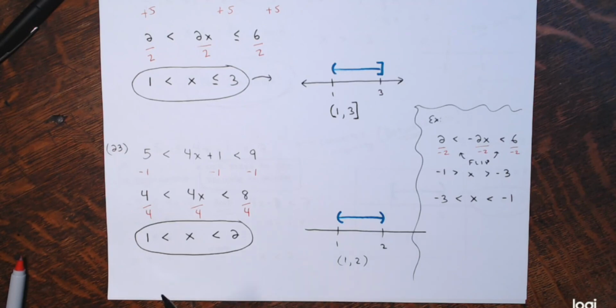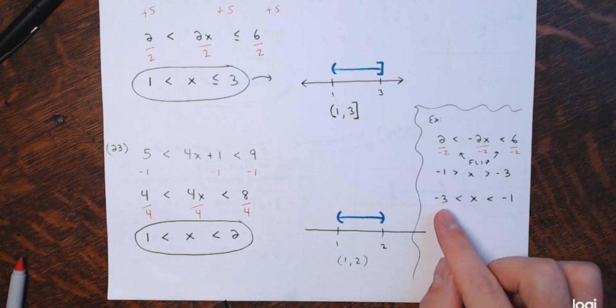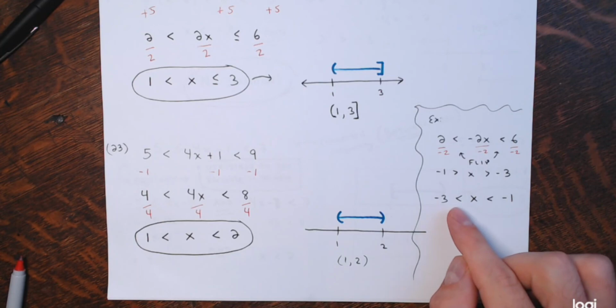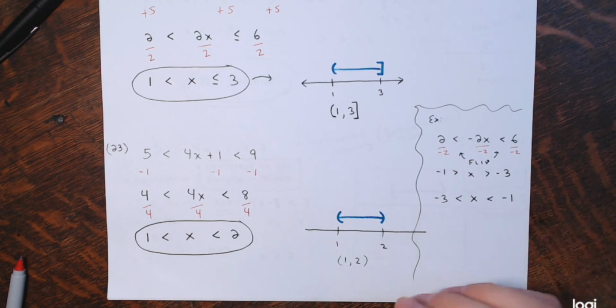Me personally, I just have a personal preference of having the smaller number on the left and the larger number on the right, right? So less than instead of greater than. Hopefully that made sense. All right.